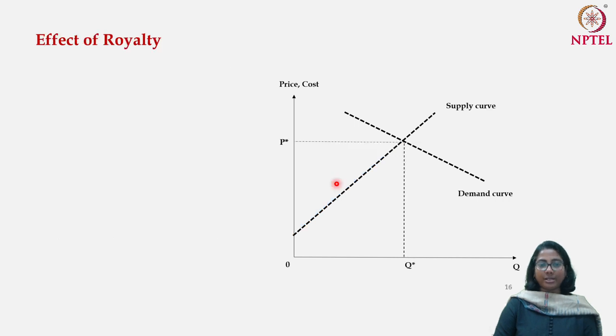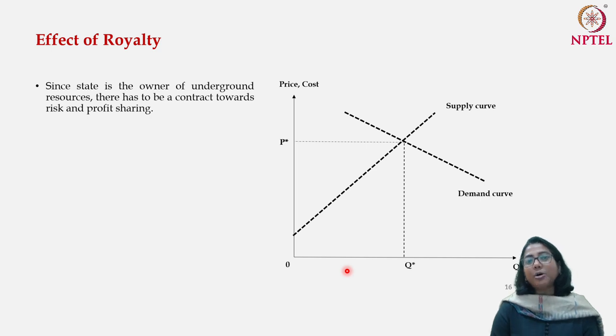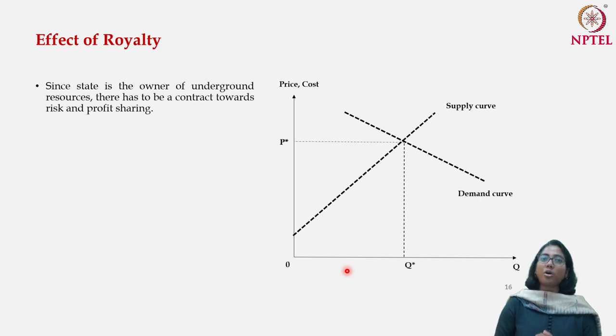Now, where does the role of government come in? It actually follows the concept of this producer surplus. Why? When we think about fossil fuel, the state is the owner of the underground resources. So if you want to extract and produce fossil fuel based energy, you have to sign a contract with the state where you get the land on lease and then carry on your exploration activities. So there has to be a contract. What does the contract do? It talks about the sharing of two things: one is the sharing of risk and the other is the sharing of profit.